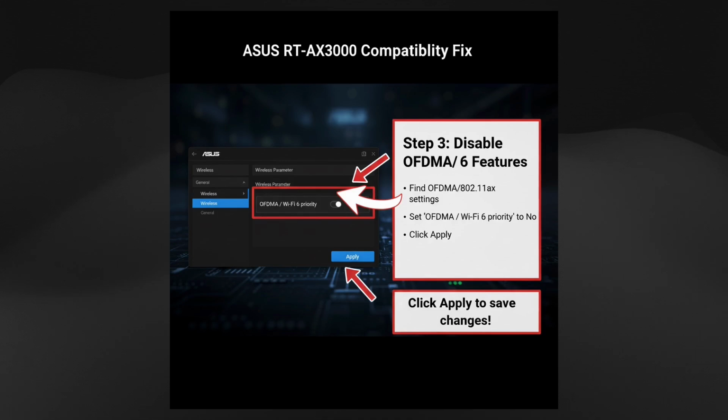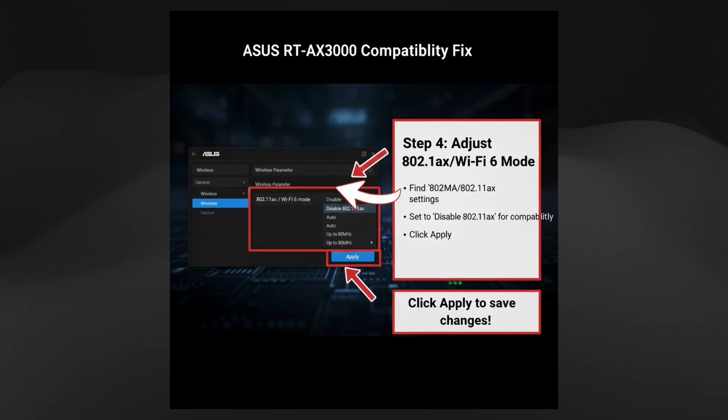Some routers might have a toggle for target wake time or similar advanced Wi-Fi 6 features that can also be temporarily disabled. Still within the Wireless General settings, look for the 802.11ax/Wi-Fi 6 mode settings. If your older devices are having trouble connecting, try changing this setting.